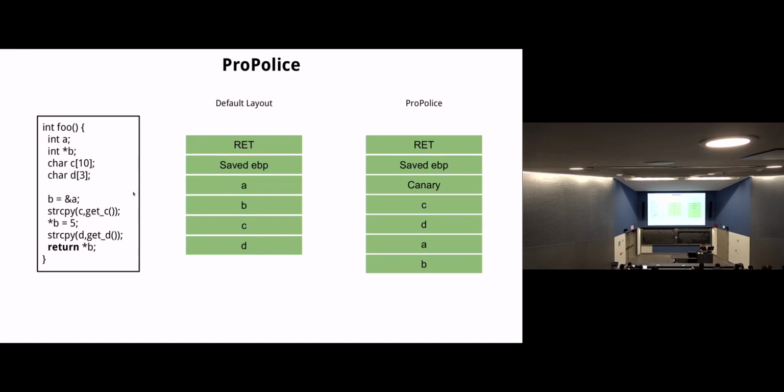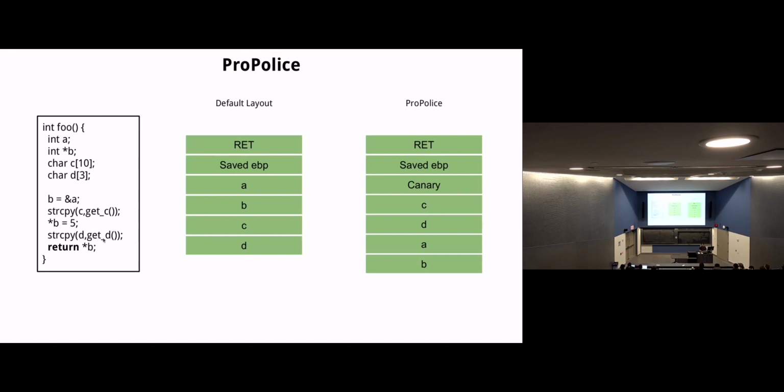So this is a function valfoo. The function has those variables: integer a, a pointer b, and two buffers. A buffer is basically an array of characters. Then there is a string copy, which is a variable. There is another string copy, which is also a variable.